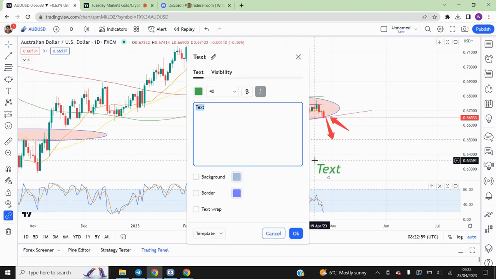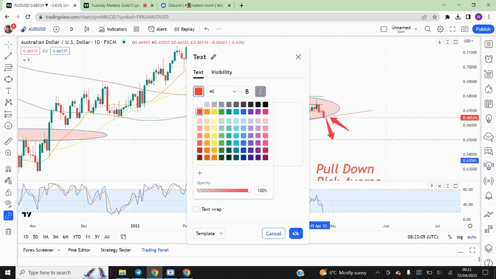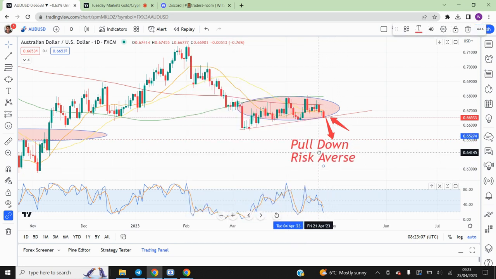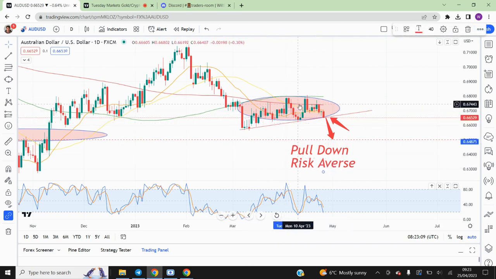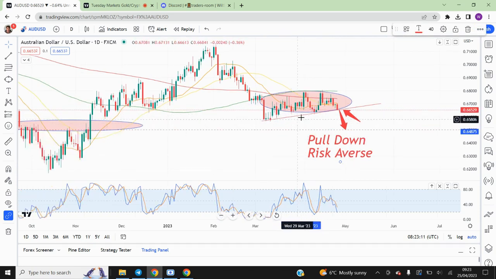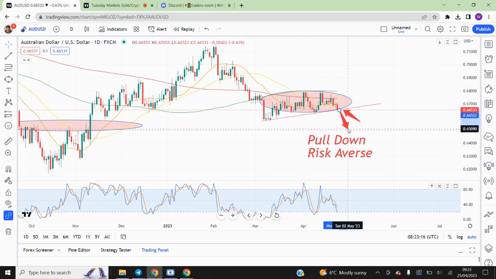Okay, and you let it pull down, okay, risk averse. That is really the crux of what we're talking about today. If you don't let the market do its thing and get out of that boring mode of sidewaysness, if that's even a word, you can let it pull down and do its thing. But it's important you don't short, okay?